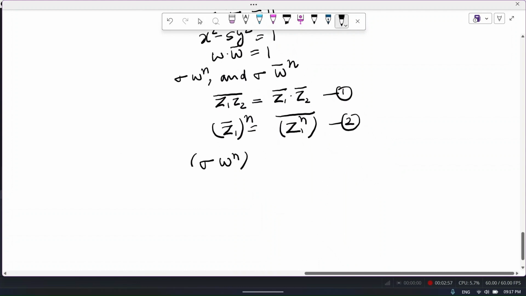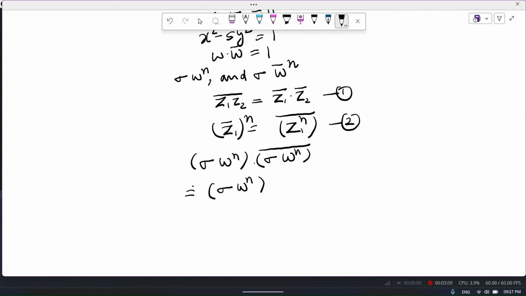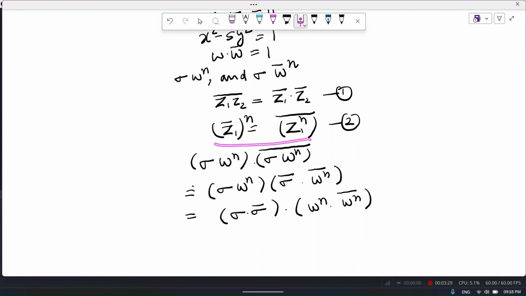Sigma omega to the power n into, we are taking the conjugate, sigma omega to the power n conjugate. Now we are applying this property here, which is equal to sigma omega to the power n, sigma conjugate into sigma to the power n conjugate. Let's combine these two terms and these two terms. Sigma into sigma conjugate into omega to the power n into omega to the power n conjugate. Now we are going to apply this rule. This is equal to sigma into sigma conjugate into omega to the power n into omega conjugate to the power n.